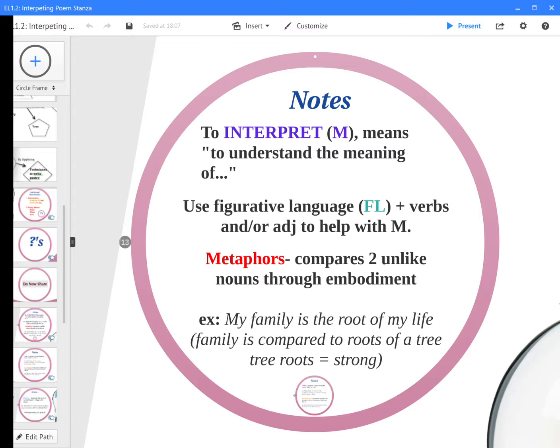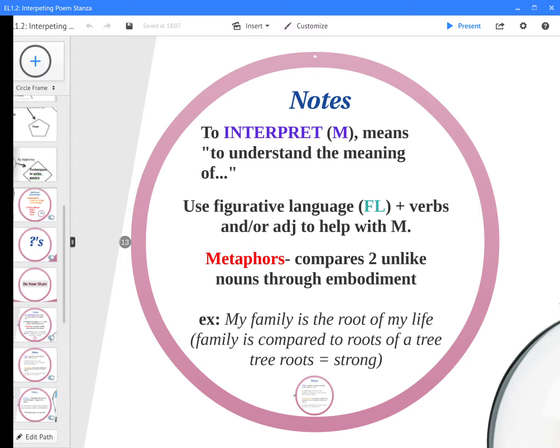What's going on? All right, so this is your homework support for EL1 Interpreting Lines of Poems, which is the first unit of semester 2. We're diving into poetry for Black History Month, so we're looking at poems for, by, and about Black people.